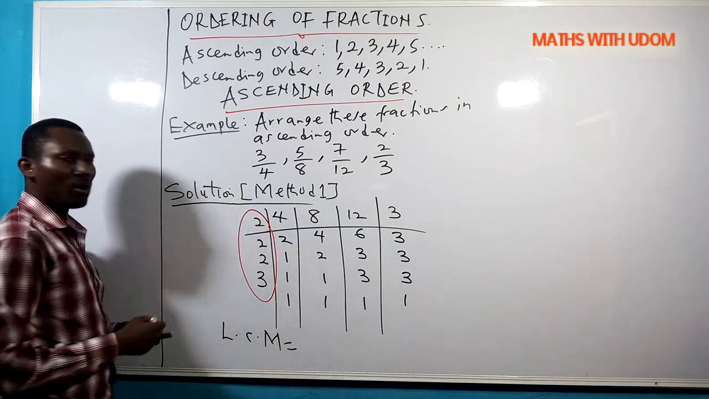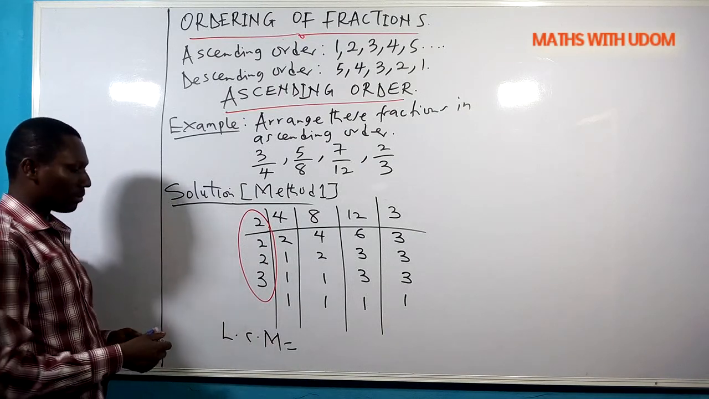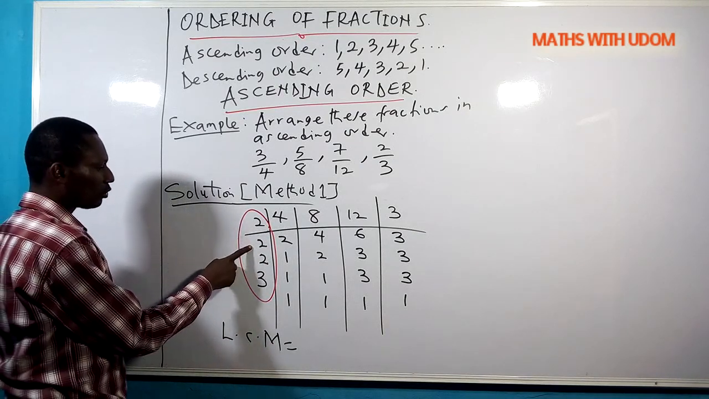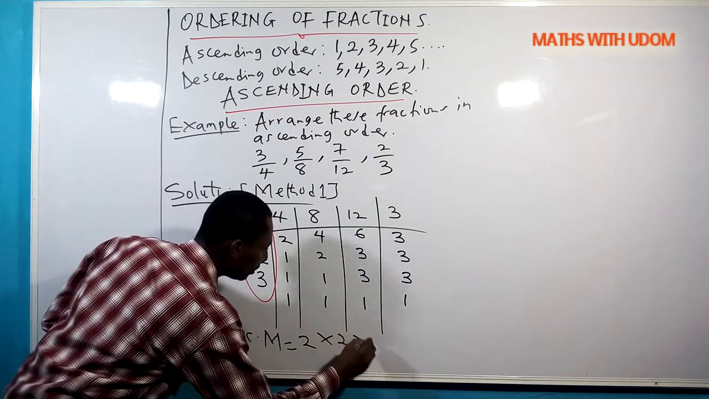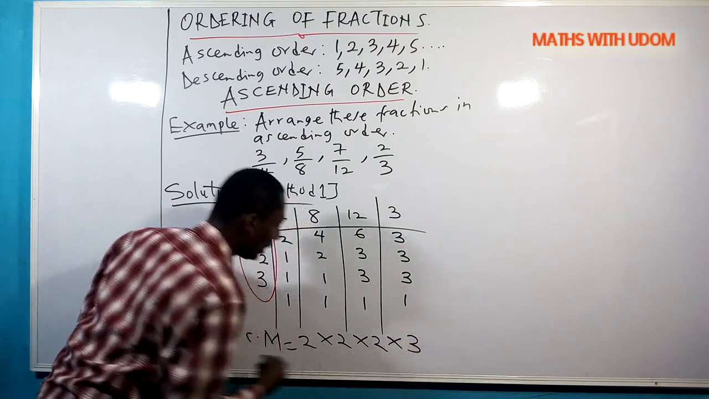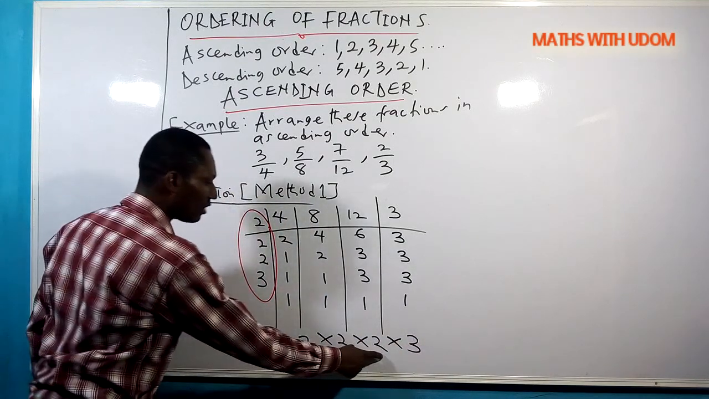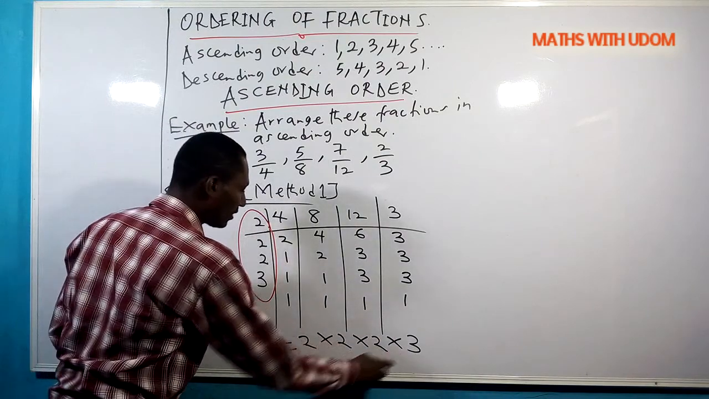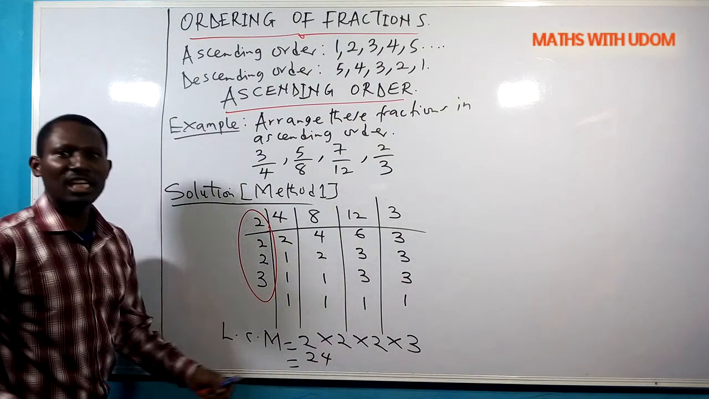We multiply all the prime numbers outside. That will give us the lowest common multiple. So we have 2 times 2 times 2 times 3. So let's do that. 2 times 2 is 4. 4 times 2 is 8. 8 times 3 is what? 24. So our LCM is 24.